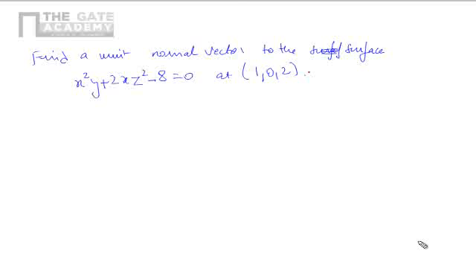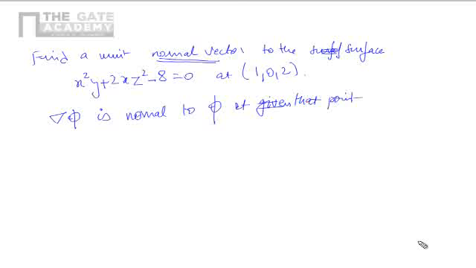Okay. So ultimately what we have to find, this is very important. See, if you are asked to find a normal vector, del phi is normal to phi at given point, at that point. But we are not asked to find a normal vector, we are asked to find a unit normal vector. So how will you make the vector a unit normal vector? Nothing. Del phi divided by mod of del phi. That's what we have to do.